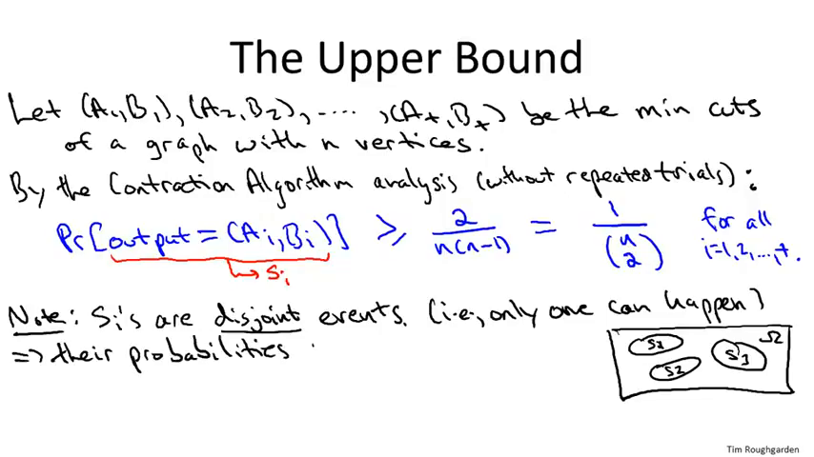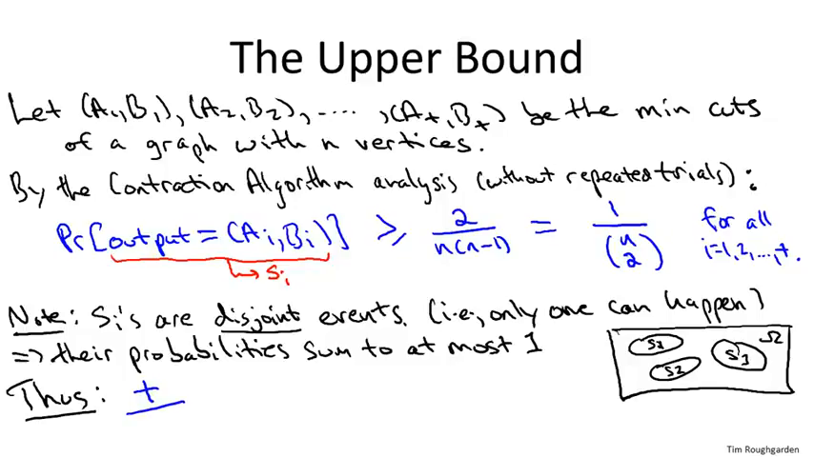Writing that formally, we have that the sum of their probabilities, which we can lower bound by the number of different events, and remember there are t different min cuts for some parameter t. For each min cut (Ai, Bi), a lower bound on the probability that that gets spit out as output is 1 over n choose 2. So a lower bound on the sum of all of these probabilities is the number of them, t, times the lower bound probability, 1 over n choose 2. And this has got to be at most 1.